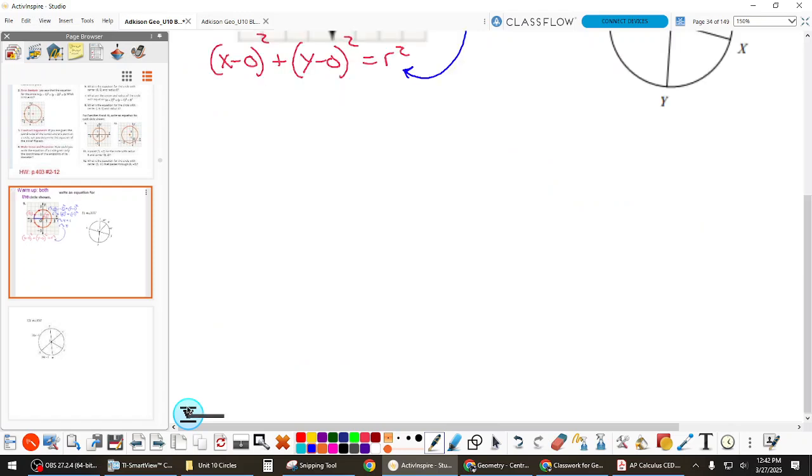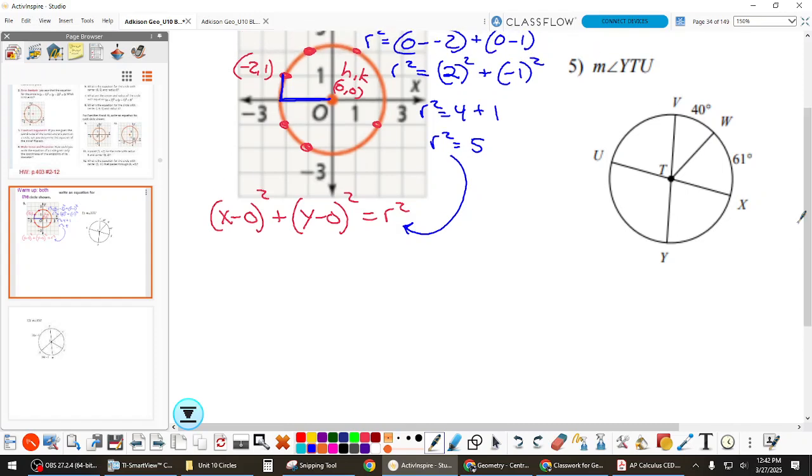Alright, so this is what I was going to mention. Do we need to write the zeros each time? Does it change anything if we do? No. So you could on this write just x squared plus y squared equals 5. It isn't wrong to write x minus 0 and y minus 0, but you don't have to, because it doesn't change anything. How'd that one go?